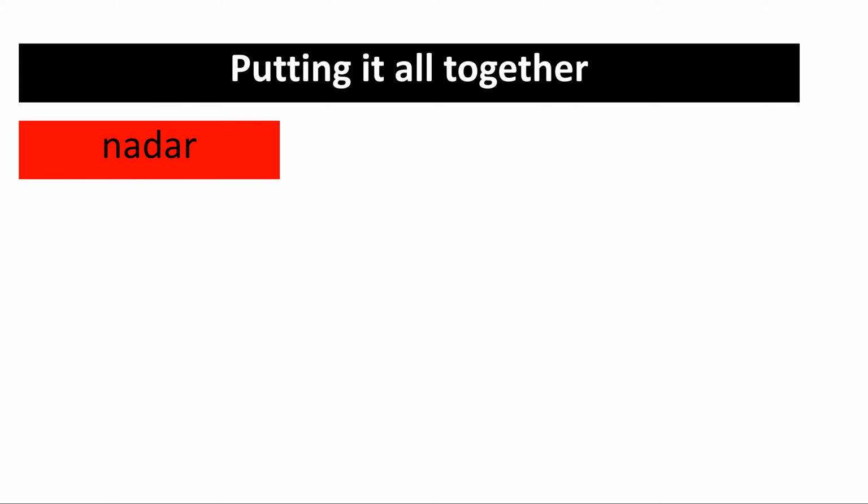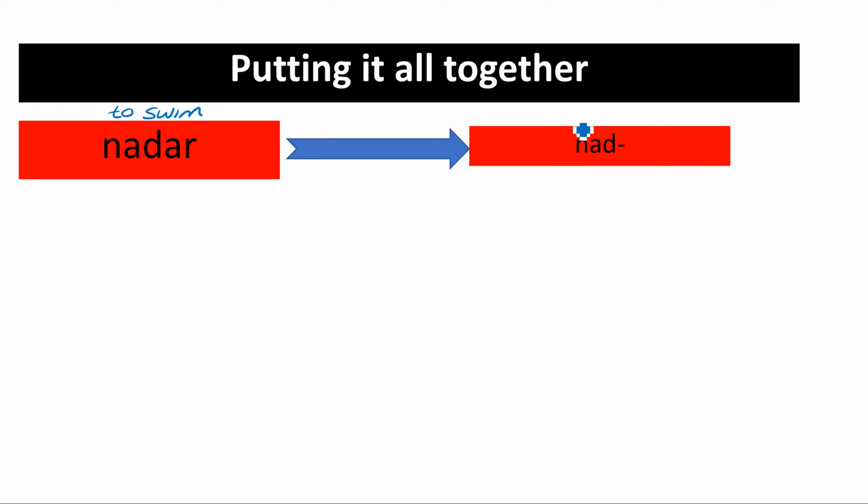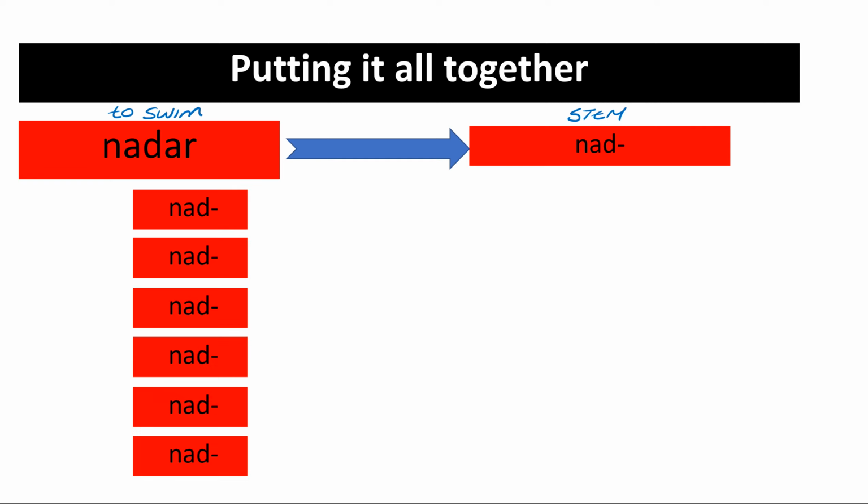Okay, vamos a hacerlo otra vez. We're going to do that again, and we're going to use the verb nadar, which means to swim. So again, I need my stems. The stem of nadar is nad. This is my stem. It doesn't mean anything by itself, okay? I have to add my endings to make it mean something.